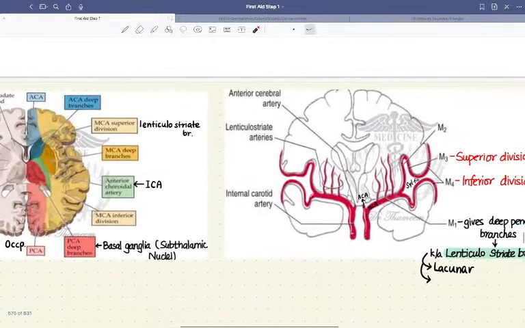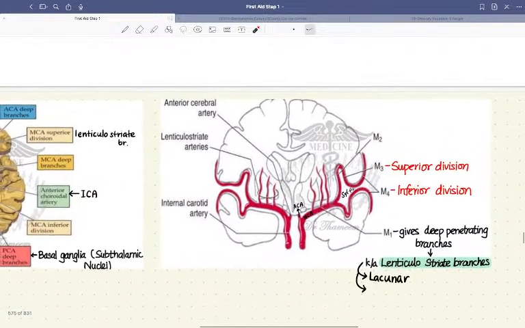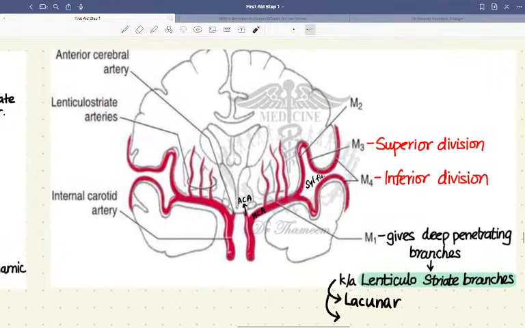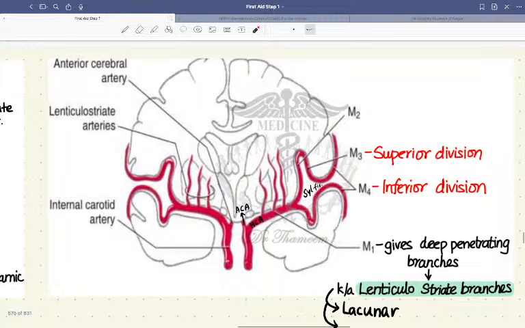Okay, and here is this lenticulostriate branch. Lacunar infarct is very important. In the thalamus, it causes Dejerine-Roussy syndrome.